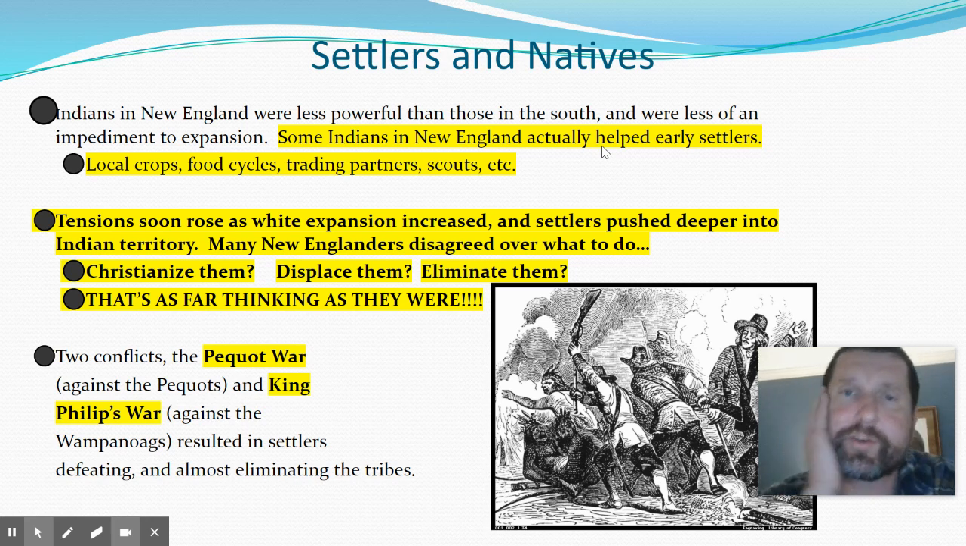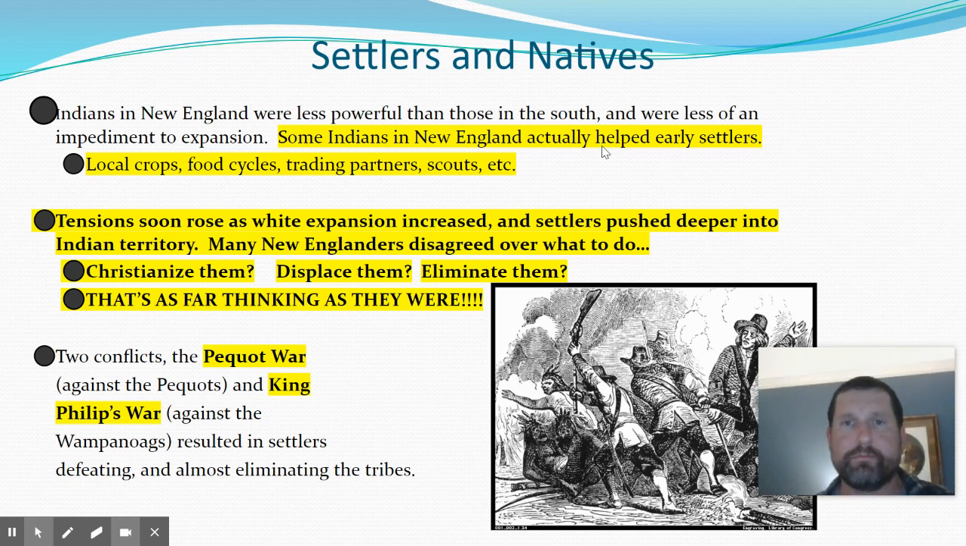And what I find interesting is here's as far as the thinking went among the English of New England. When there is continual conflict between the settlers and the natives, the question is, okay, so what do we do? How do we Christianize them? Do we displace them, move them? Do we eliminate them? Okay, so again, it's convert them and kind of make them ours, move them the heck out of the area, or kill them. And that's as far as the thinking went.